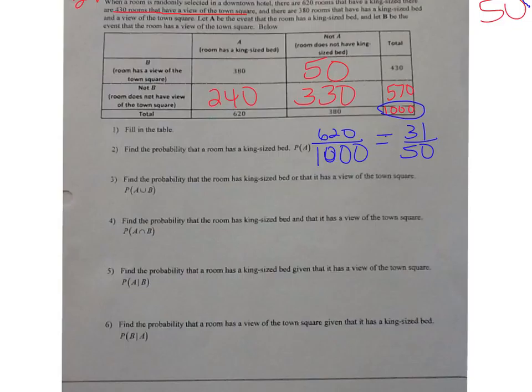Okay, number 3. Find the probability that a room has a king-size bed or, so that's the key here, there's the key word, or, that it has a view of the town square. So that's P, the probability of A union B. So there is a formula for it. So look at the bottom for or. The probability of A union B is the probability of A plus the probability of B minus the probability of A intersect B.